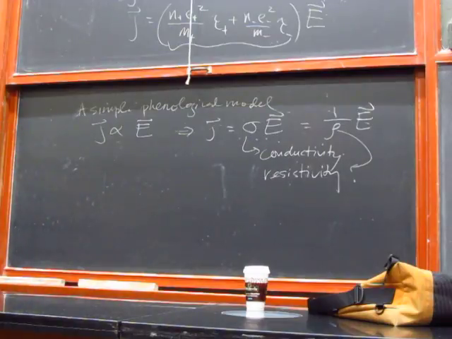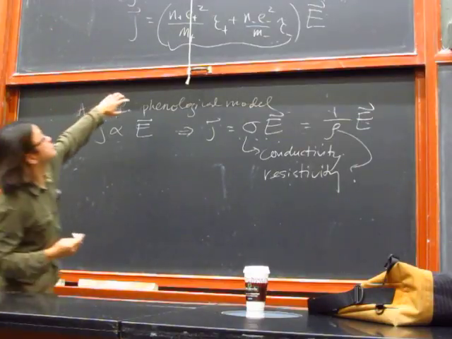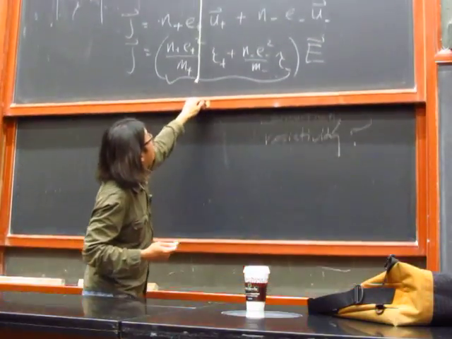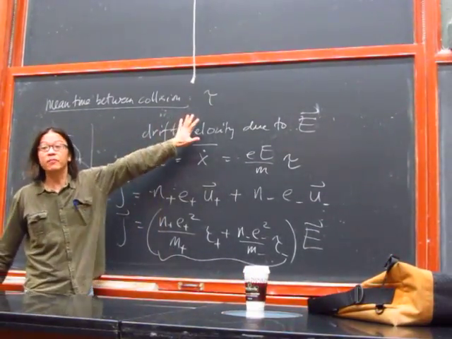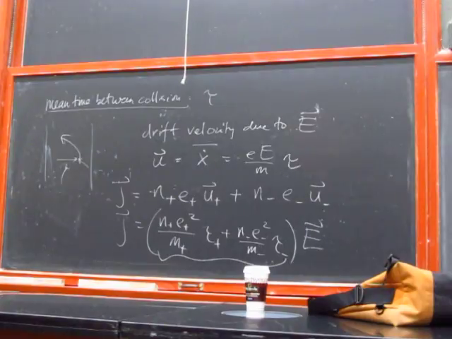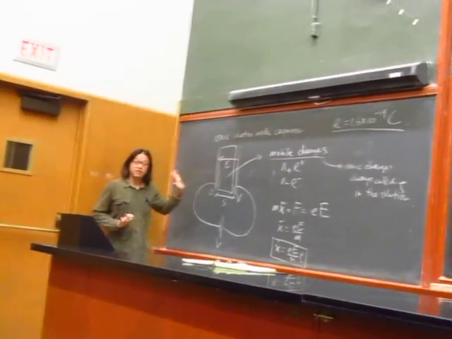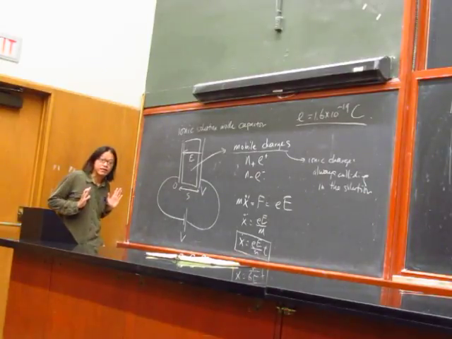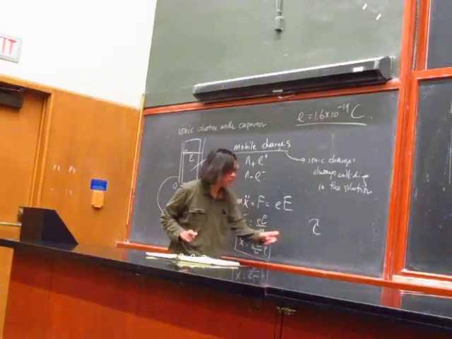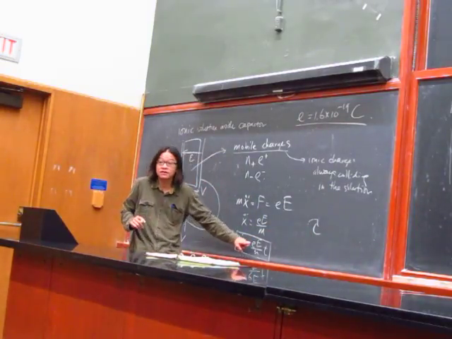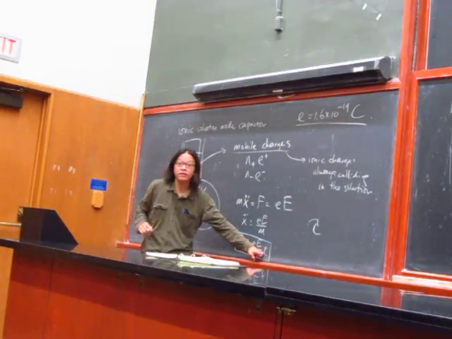Any questions before? Yeah. When you had the drift velocity go to x dot, how did you get the drift velocity? So this is an average property, right? You have a bunch of mobile carriers, plus and minus. And on average, it gets accelerated for a time tau, so it acquires a velocity that's linear in that time.